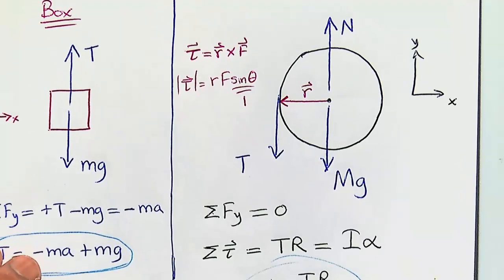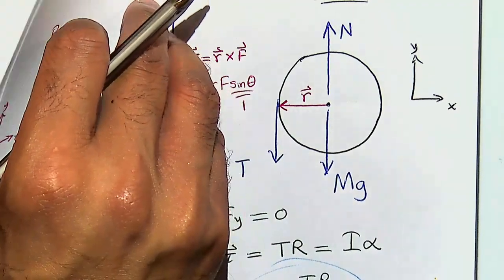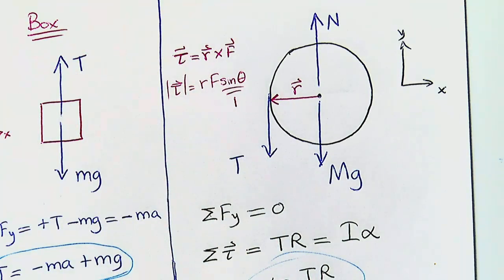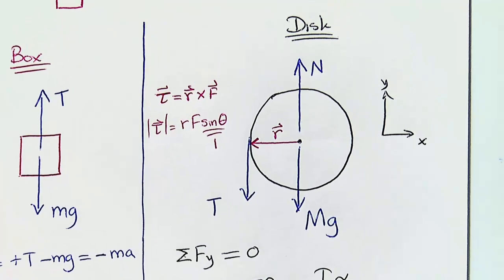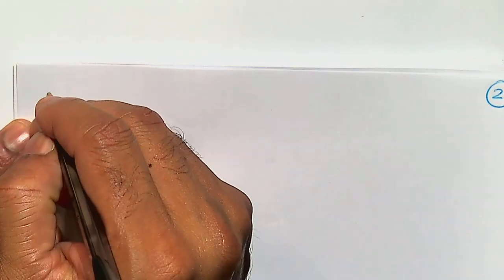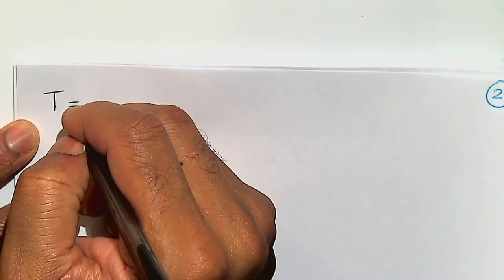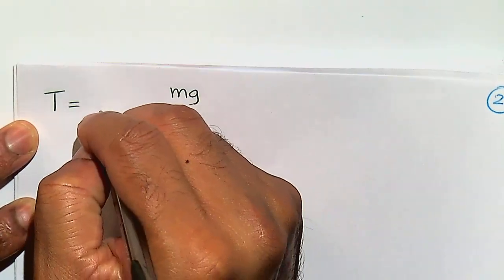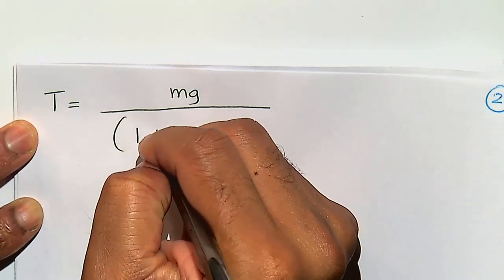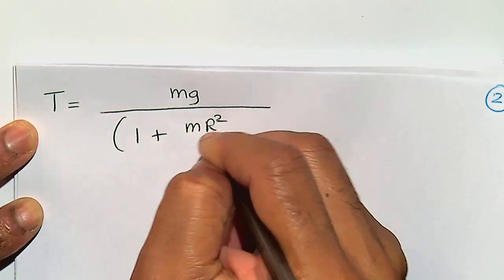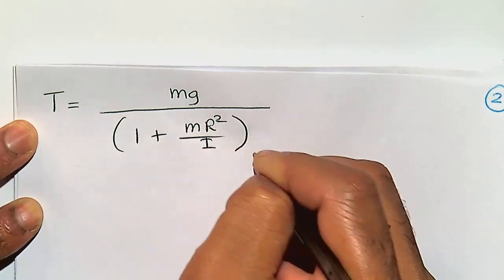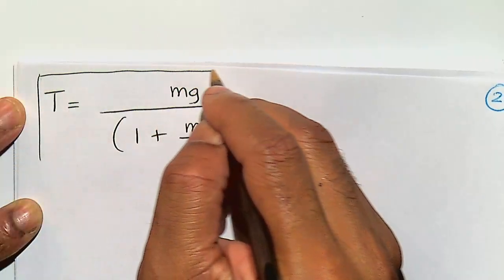So if you mix these equations together, do a bit of algebra, I'm going to show you what you should get. I trust you can do the algebra, so I'm not going to go through it step by step. I just want you to see the setup for solving problems like this. So if you mix these equations together using a bit of algebra, you should get that the tension is equal to mg divided by 1 plus mr squared divided by the moment of inertia. Okay, that's what you should get for tension.